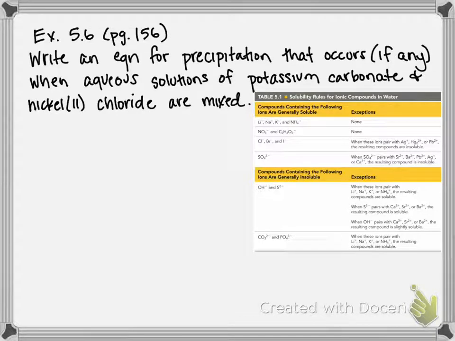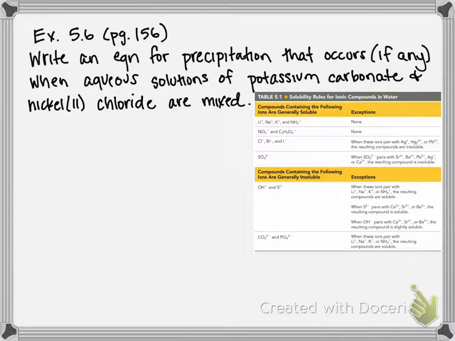This is example 5.6 on page 156 of your textbook. In this example, we are going to be writing an equation for the precipitation reaction that occurs, if there is one, between aqueous solutions of potassium carbonate and nickel(II) chloride.